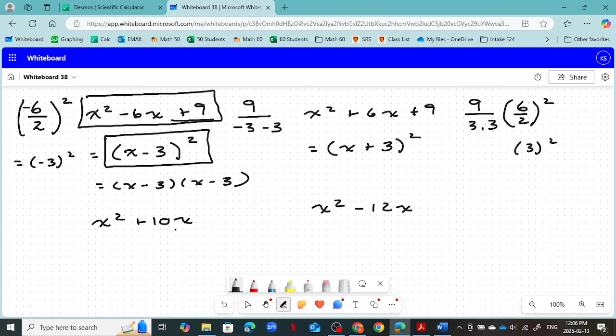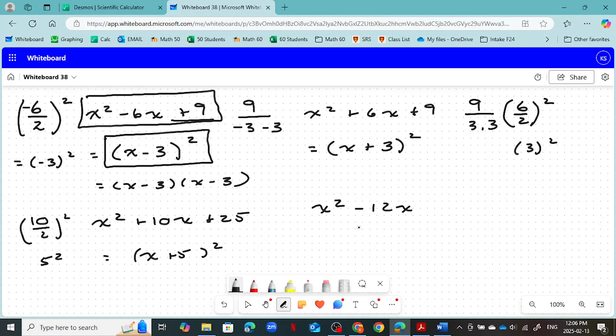Again, we're just going to practice finding that magic number. So if we do half the middle term squared, half of 10 is 5. 5 squared gives me 25. That's my perfect square trinomial. This factors to x plus 5, right? The two numbers that multiply to give me 25 and add to give me +10, 5 and 5.